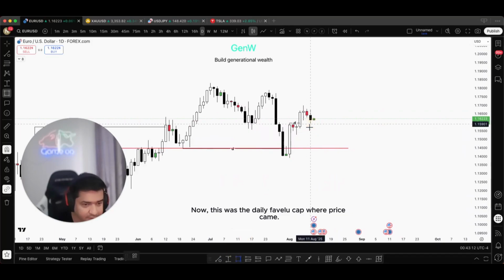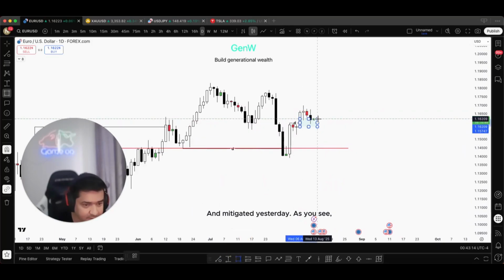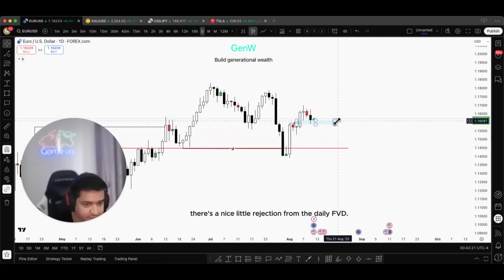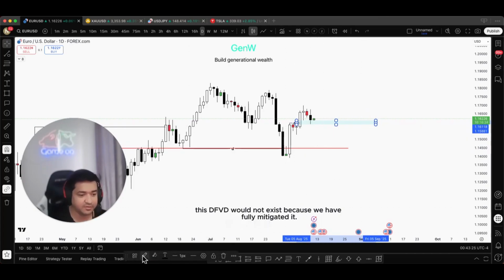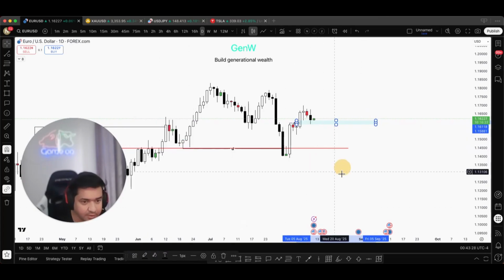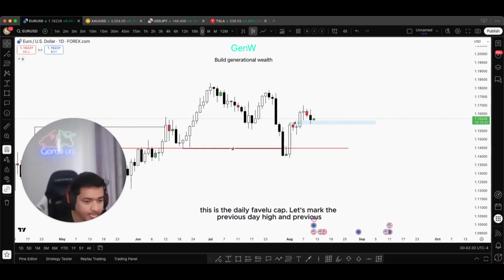Now this was the daily fair value gap where price came and mitigated yesterday. As you see, there's a nice little rejection from the daily FVG. I'll just mark this. From tomorrow onwards, this DFVG would not exist because we have fully mitigated it. This is the daily fair value gap.